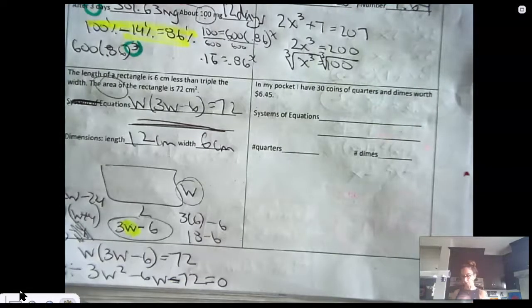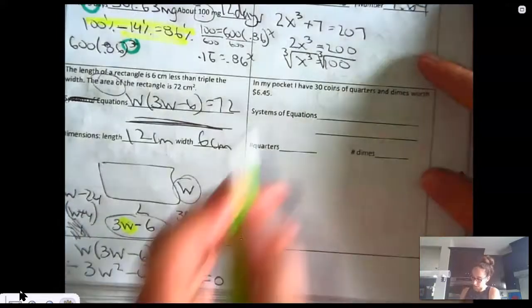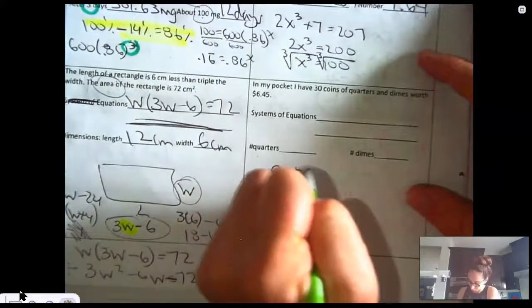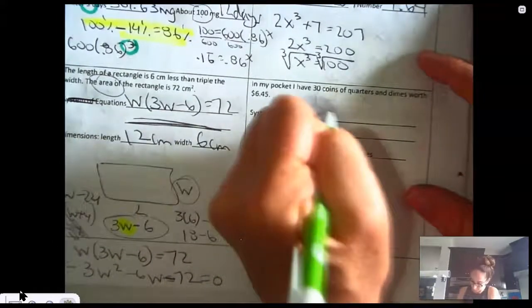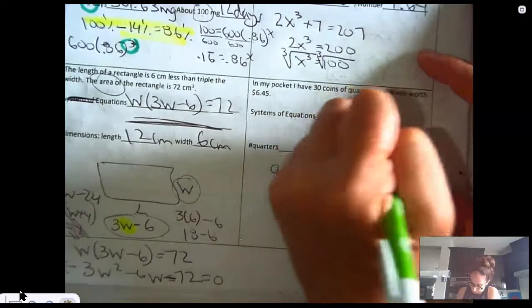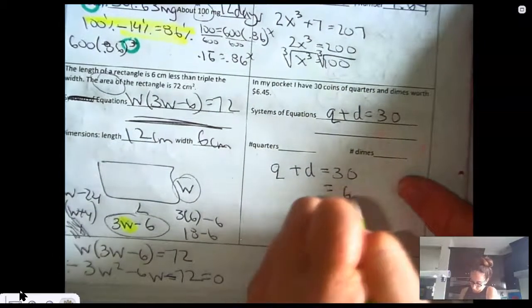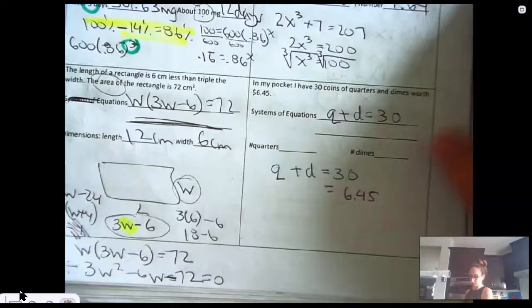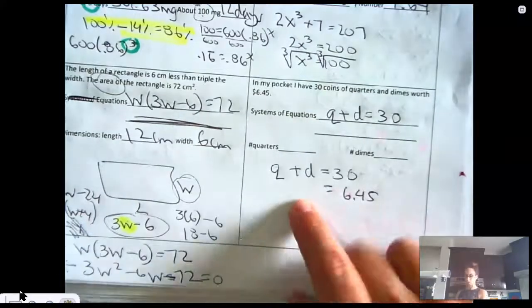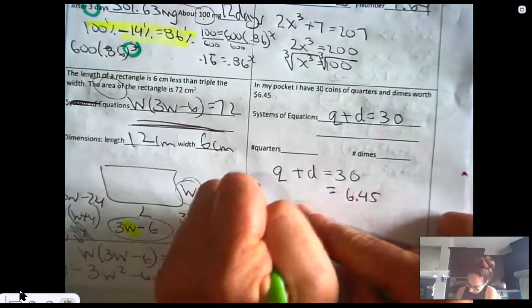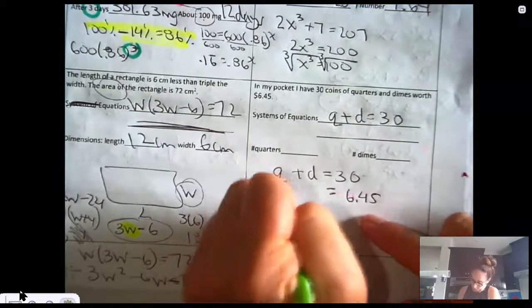Okay? So you got 30 coins in your pockets. You got quarters and dimes. So you got quarters and you got dimes, and there's 30 of them. So let me write that down. Now, it says it's worth $6.45. So what am I supposed to put here? Well, how much are quarters? How much are dimes?